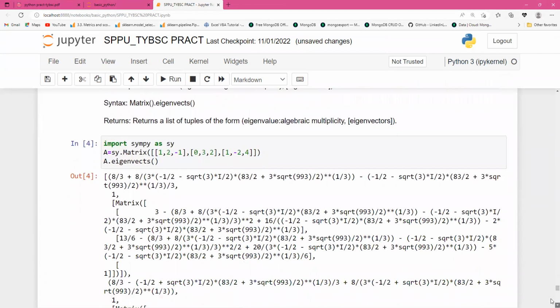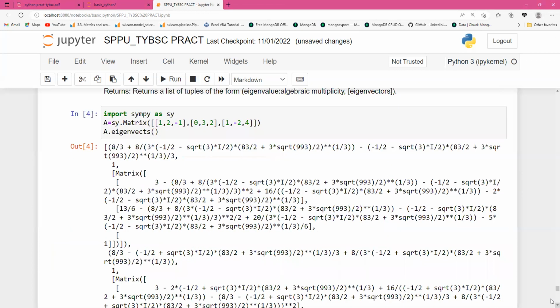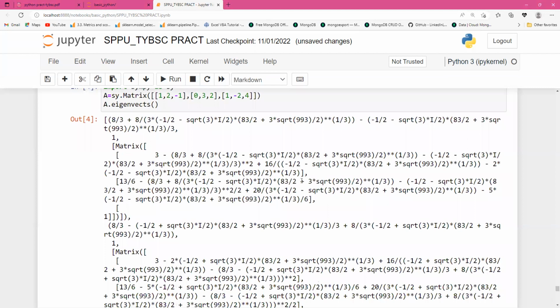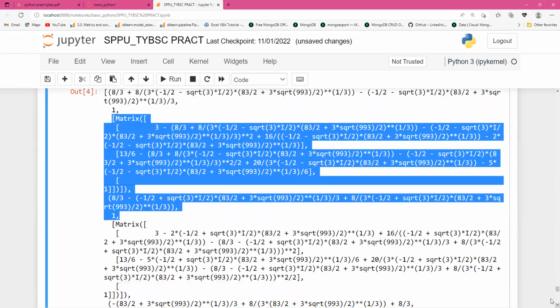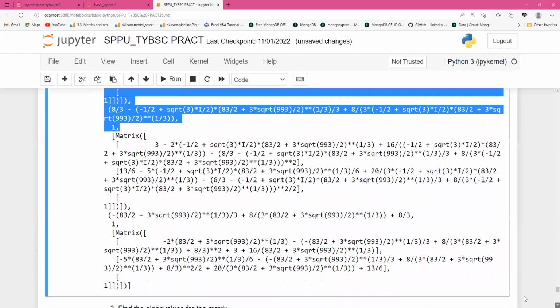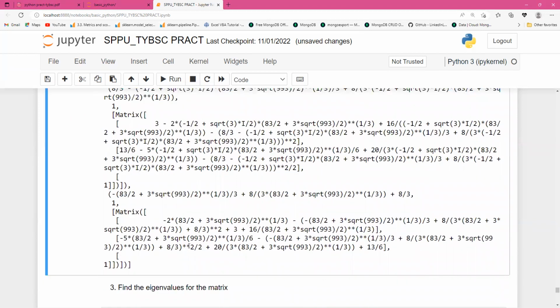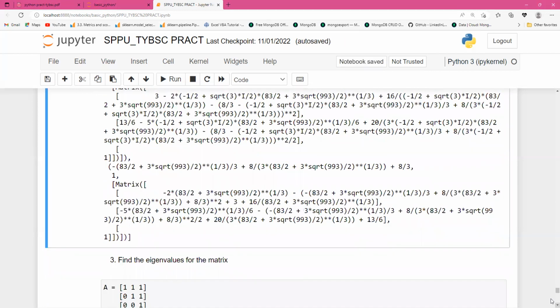This is the matrix that I have taken randomly. That's why it will give you first the eigenvalues, then the algebraic multiplicity, that means how many times these eigenvalues are repeated, that is only one time. Each and every eigenvalue is repeated one time, and this matrix is your eigenvector. Again it is an eigenvector and again an eigenvector. Okay guys, in this way you can get the eigenvectors.